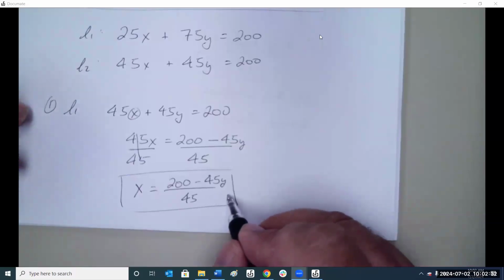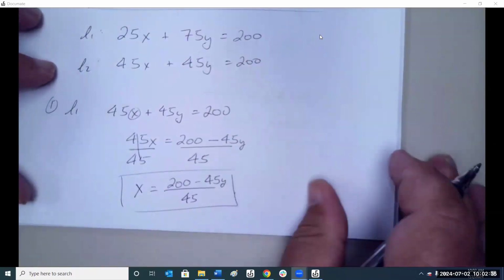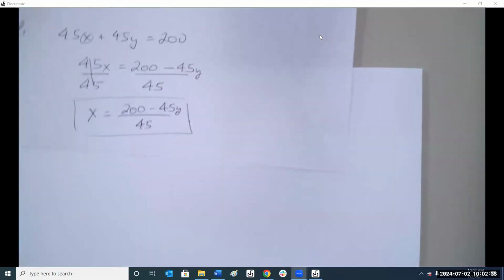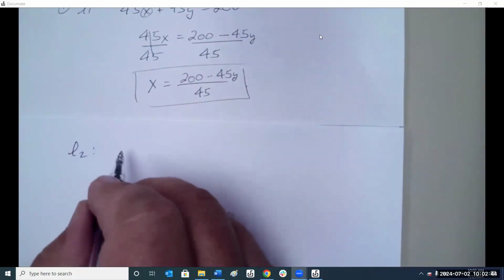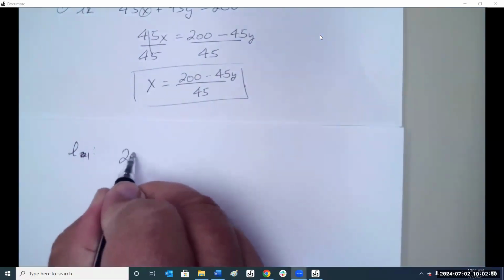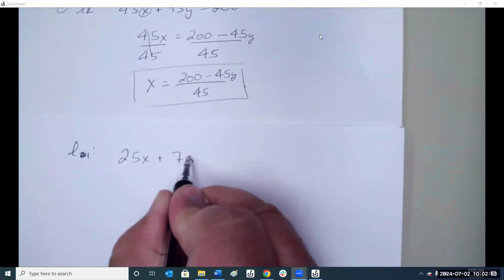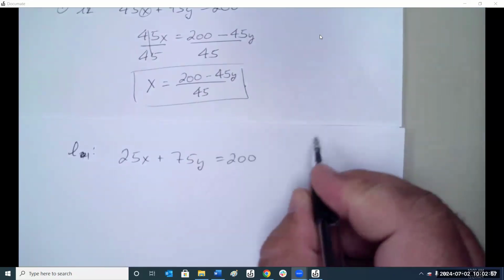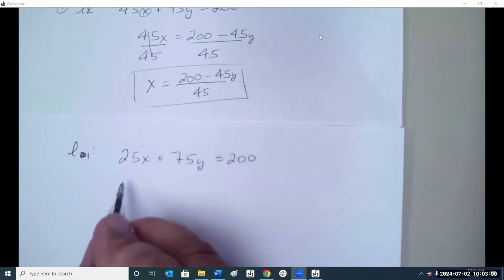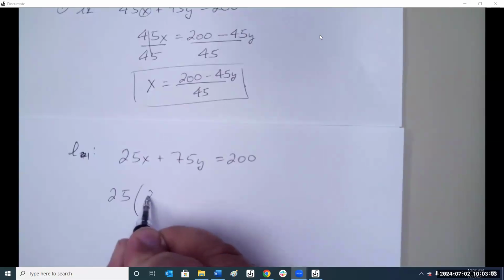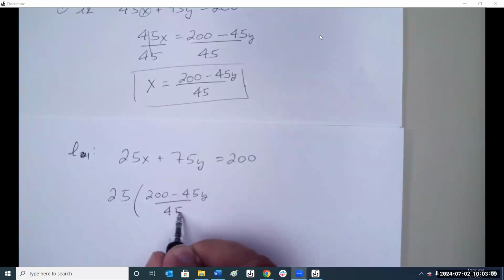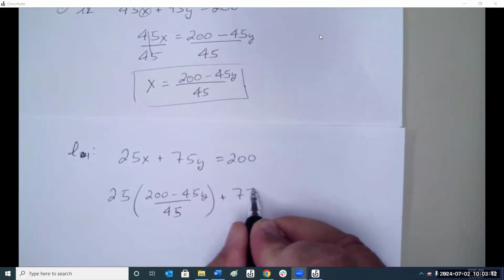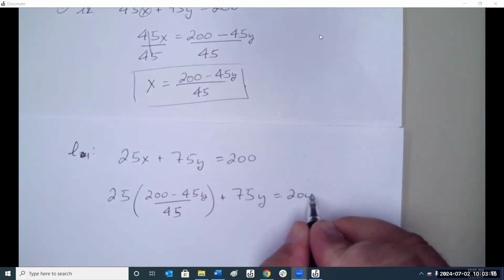Now plug this inside equation 2. No, that was equation 2. We have to use equation 1. 25x plus 75y equals 200. And we know that x equals that. So we got 25 times 200 minus 45y over 45, plus 75y equals 200.